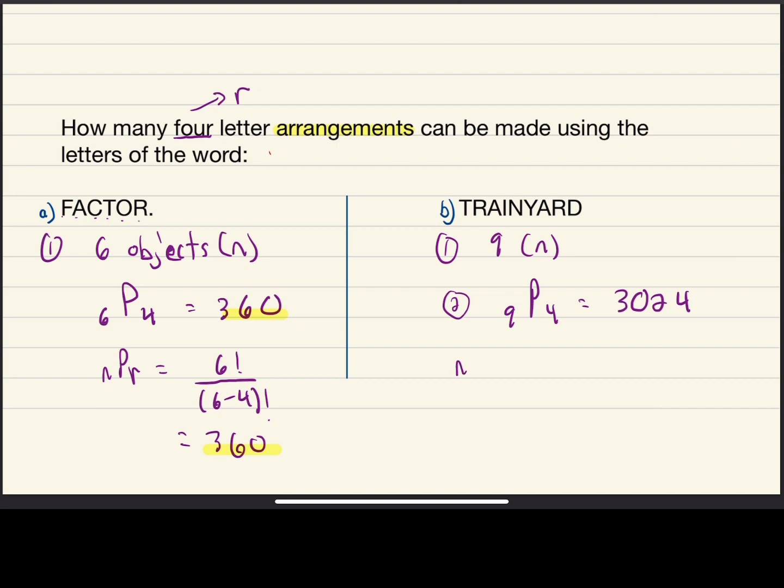And then if I'm using the formula, it's going to be 9 factorial over (9 minus 4) factorial. And as well, of course, you're going to get the same thing. And this is the number of possible arrangements, or ways that we can arrange this.